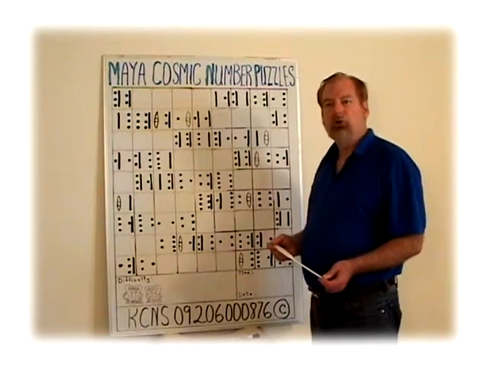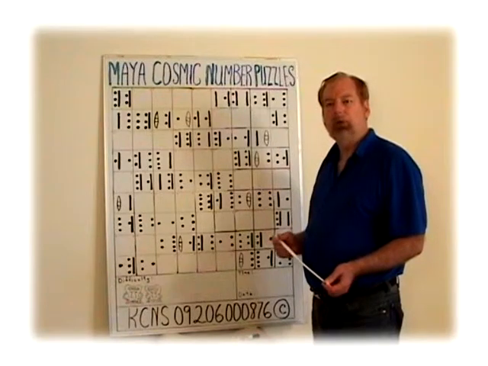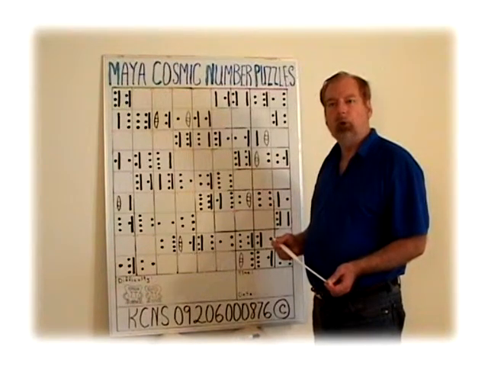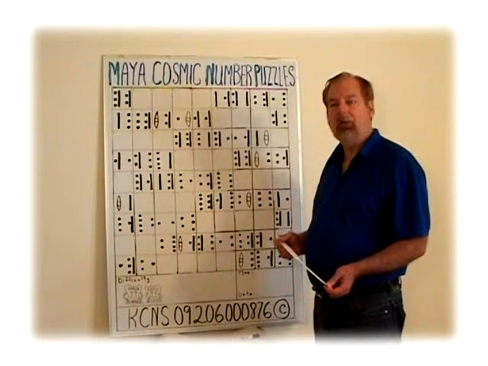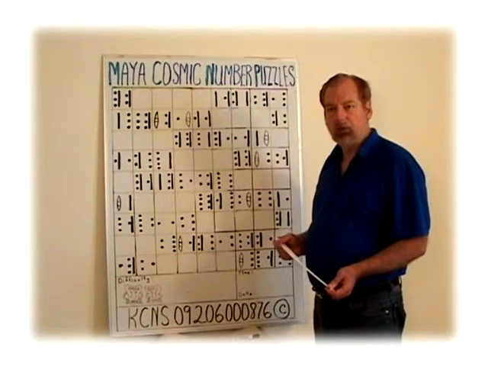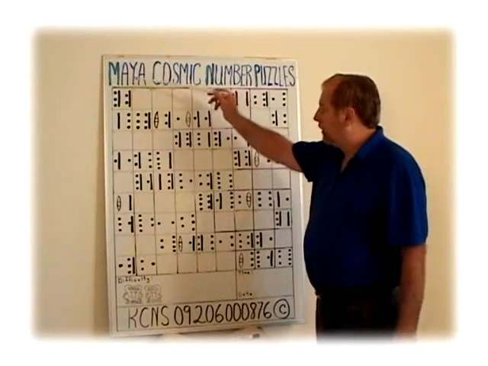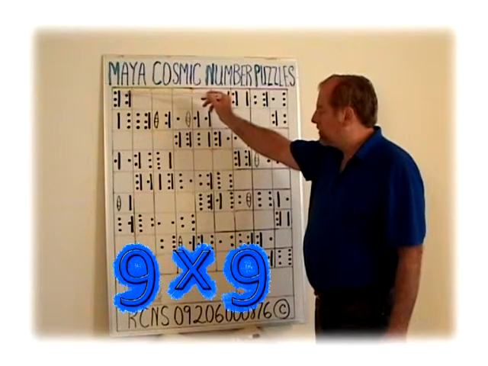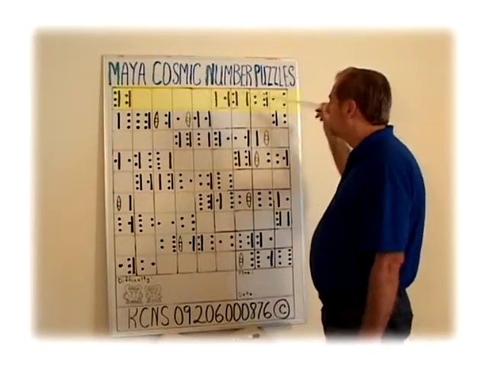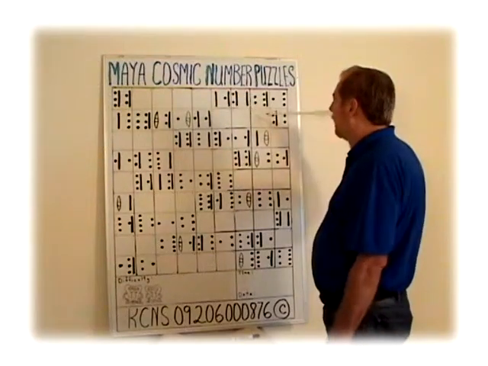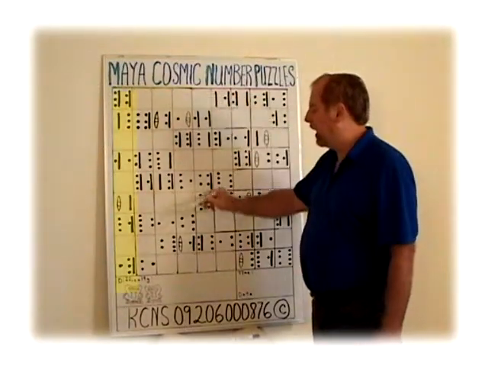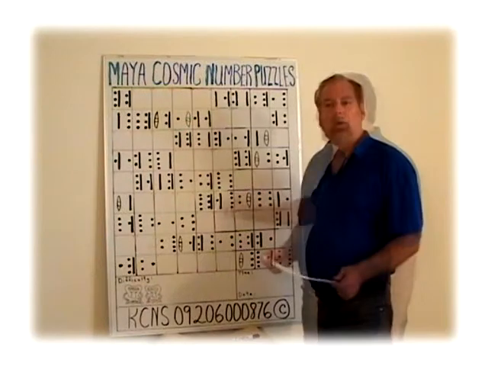Today, I want to show you how to complete one of the puzzles. There is more than one type of puzzle. We will be showing you the 9x9 version today. The 9x9 version has 9 rows and it has 9 columns.